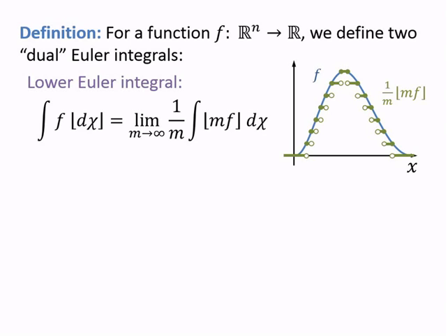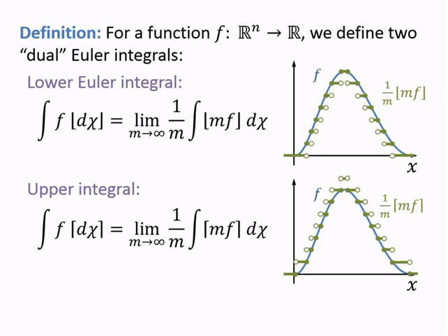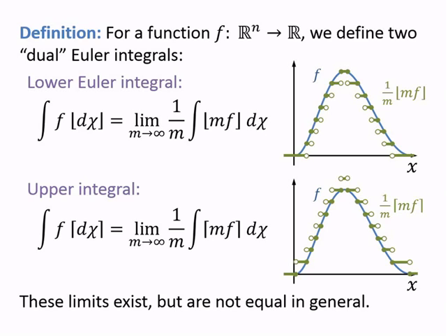So in fact, I define two Euler integrals for continuous functions. I have the lower Euler integral, which is what I just illustrated on the previous slide, and the upper Euler integral, which is practically the same thing, but using the ceiling function instead. And so for my notation for these integrals, I just put floor or ceiling brackets around the integral to indicate which integral I'm talking about. These limits exist, but are not equal in general. So I get this sort of dual theory of integration. The duality is the difference between floor and ceiling. We'll see how the duality manifests itself throughout the rest of this talk.